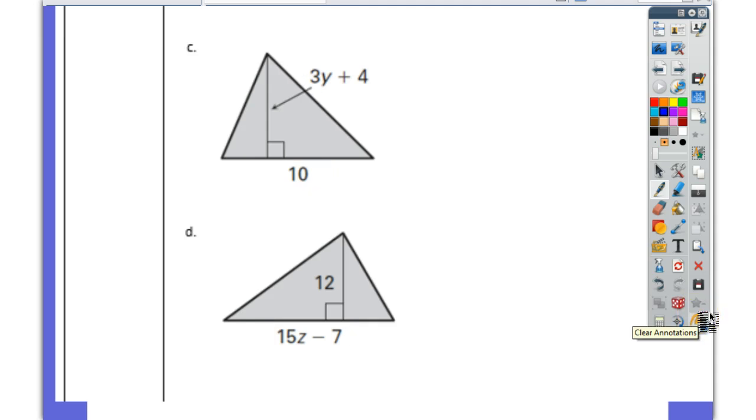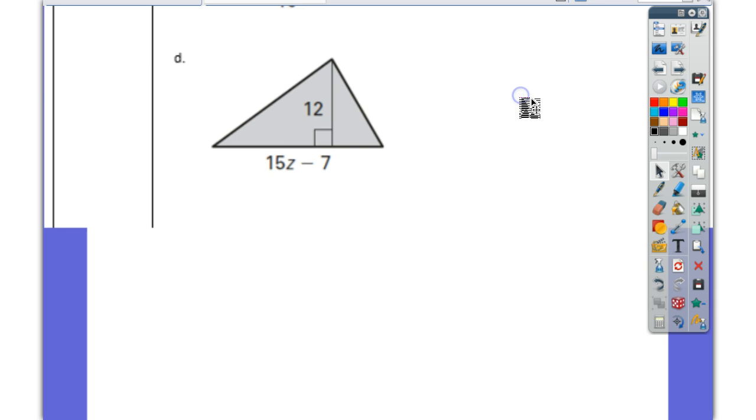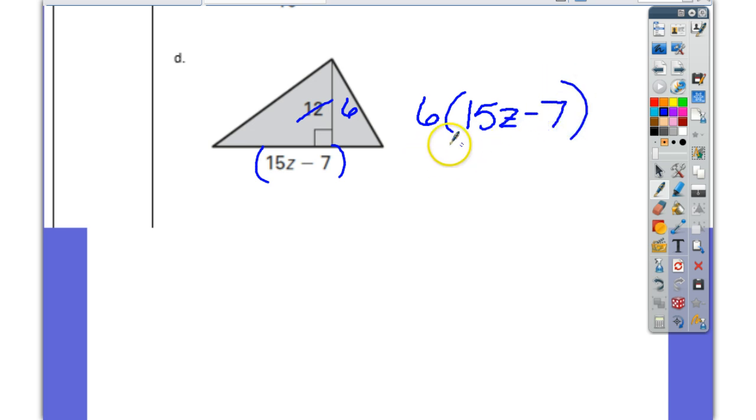What do you get for D? What would you rather cut in half? The 12 or the 15Z? Ooh, nice. I see all the correct answers up. I do believe. So we cut the 12 in half and get 6. 6 times 15Z minus 7. What do I get here? That's 6 times 15. What do you get? 90Z. And positive times a negative is a negative 42.